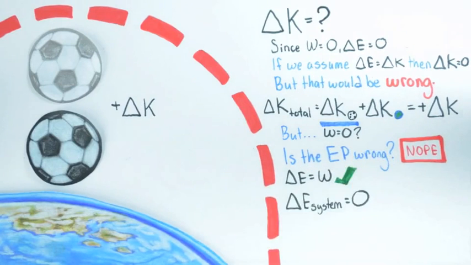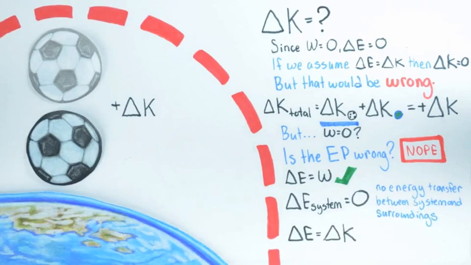The change in the system energy is 0 since there is no energy transfer between the multi-particle system and the surroundings. The difficulty here is that the change in delta E involves more than just changes in kinetic energy. There's another energy we need to account for here in our multi-particle system. Let's see how we can arrive at this other energy.